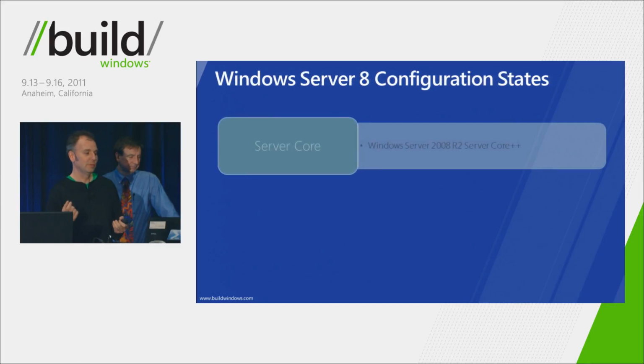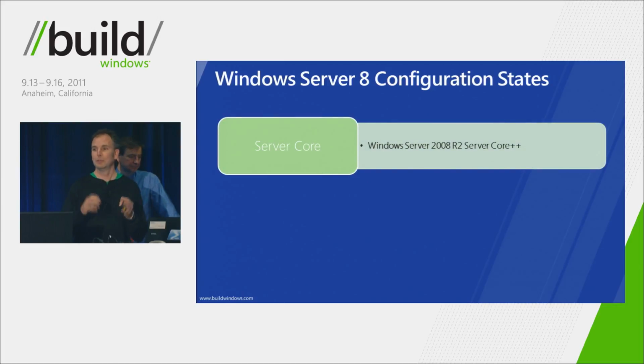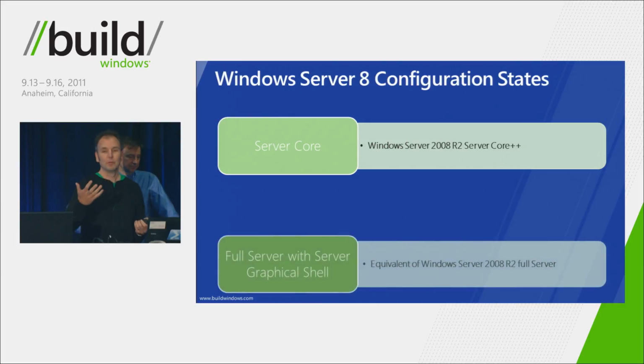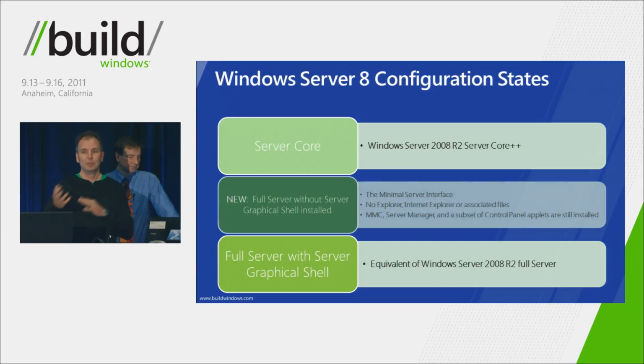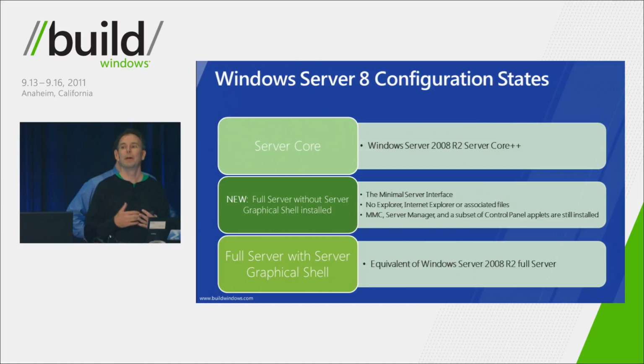So the configuration states are: Server Core is the preferred option. It's similar to Server 2008 R2 Server Core with the enhancements I just talked about. You have full server with the graphical shell for backwards compatibility. And then for the transition between those, we now have full server with the ability to uninstall the graphical shell. We're referring to that as the minimal server interface. It looks very much like Server Core when you first bring it up, but it does have some other capabilities under it. You can start MMC, you can start Server Manager as you transition into this remote management environment.